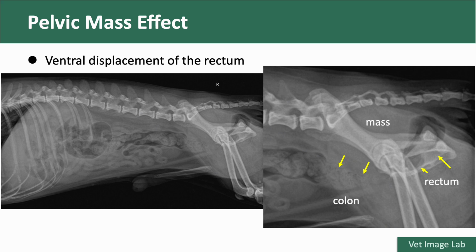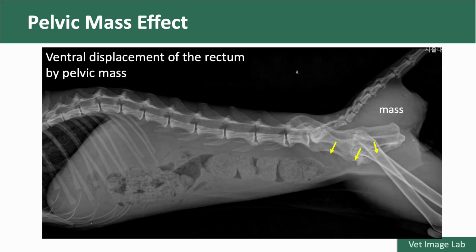This kind of rectal deviation is one of the few indirect signs that help us identify a pelvic mass, especially when the mass itself is not well visualized due to overlap with the pelvic bones. Here's another case. You can see the rectum is ventrally displaced, deviating from its expected dorsal position. This deviation suggests a space-occupying lesion within the pelvic cavity, most likely a mass compressing the rectum from above.